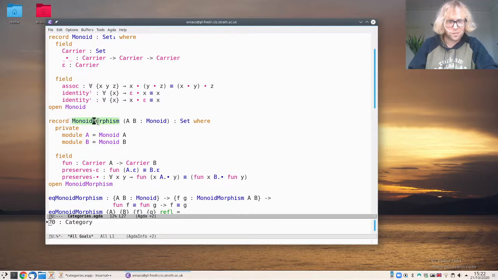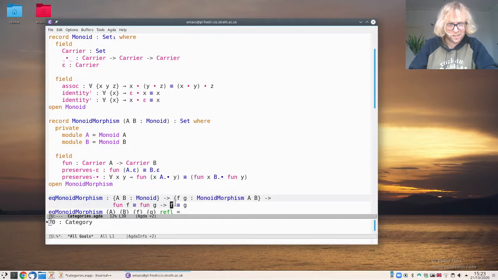And here I said what it means to be a monoid morphism between A and B. First I'm just giving myself some shorthands for A and B, so that I can say that first of all there needs to be a function from the carrier of A to the carrier of B. So that would be from the natural numbers to the integers, for example. And then I need two proofs. The first one is that I preserve the unit. So if I apply the function to the unit of A, then I get the unit of B. And secondly, that I preserve the multiplication. So if I apply the function to a multiplication, then I get a multiplication again of the corresponding things.